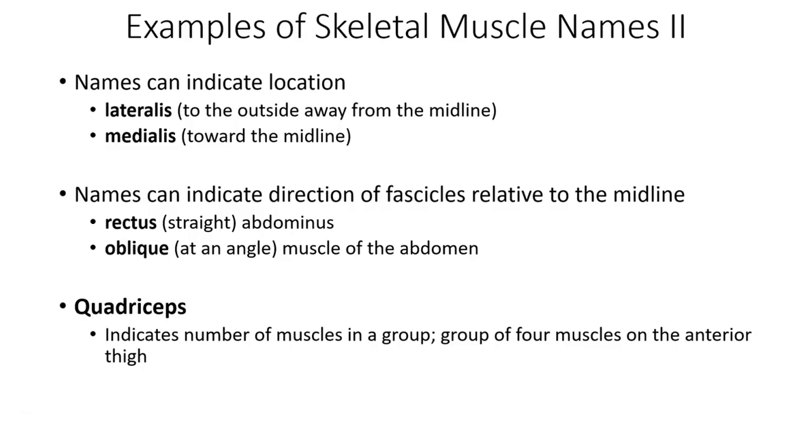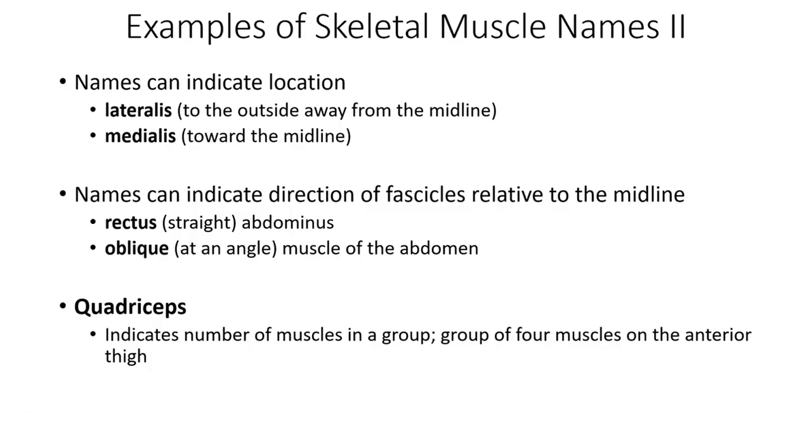Names, again, can indicate location also, so muscle names that have the word lateralis in them are towards the outside, away from the midline. Medialis is towards the midline. There are some examples of this with muscles in the leg that we'll learn next week, like the vastus lateralis and vastus medialis. Again, these are both going to do the same action, but one is located laterally on the side of the leg, the other is located more medially.